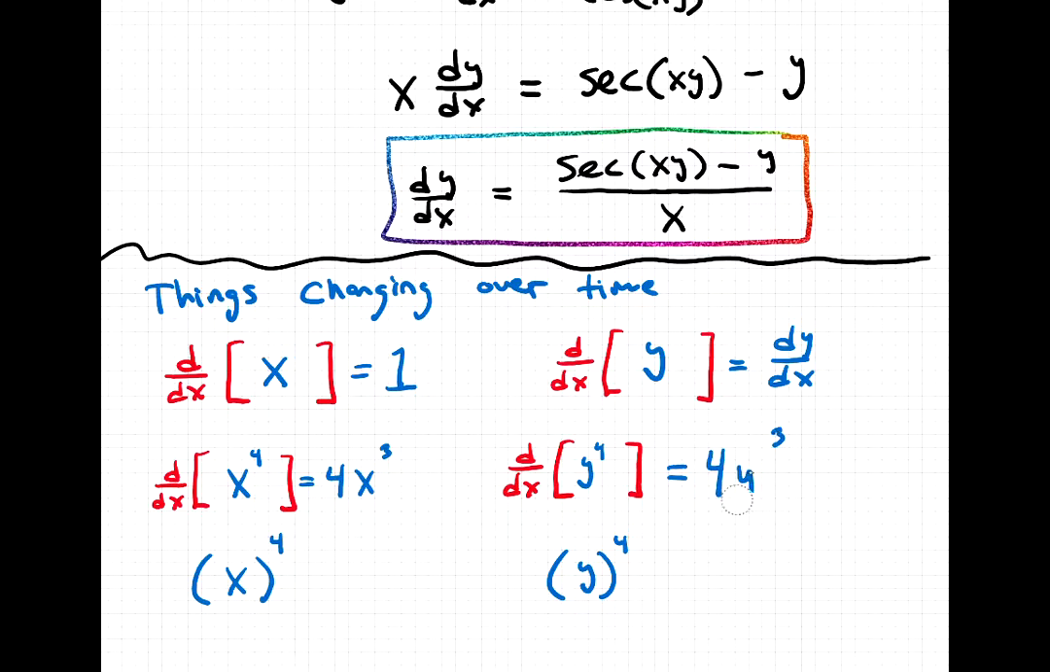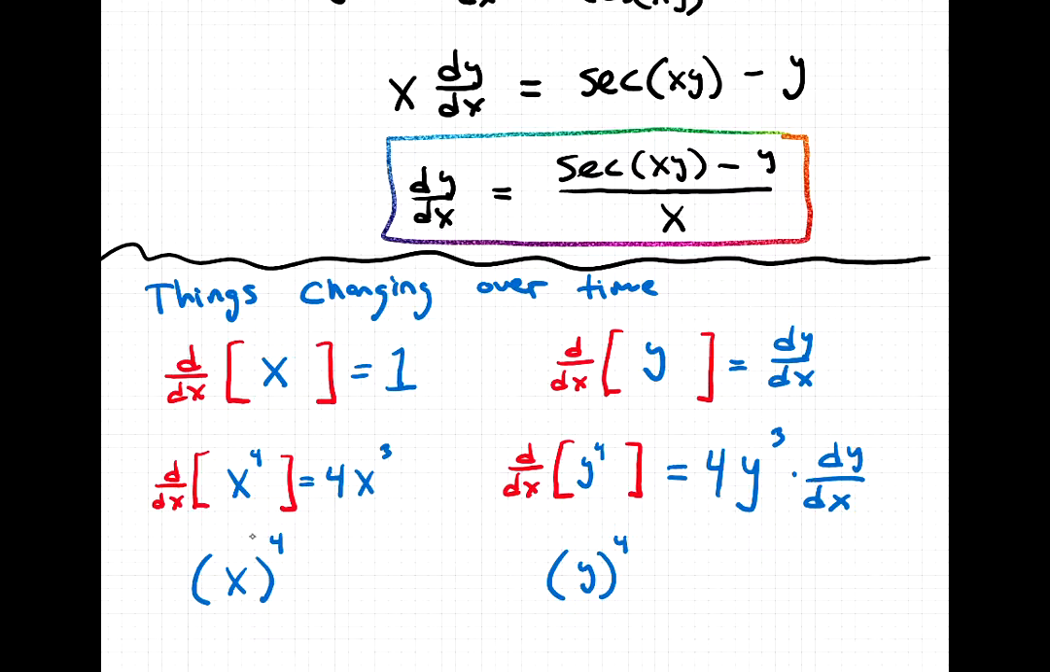Let me leave that off for now. The 4 comes out front, drops by 1. So the derivative of the outside function, while the inside function stays the same, which is the y, times the derivative of the inside function, which is dy over dx.